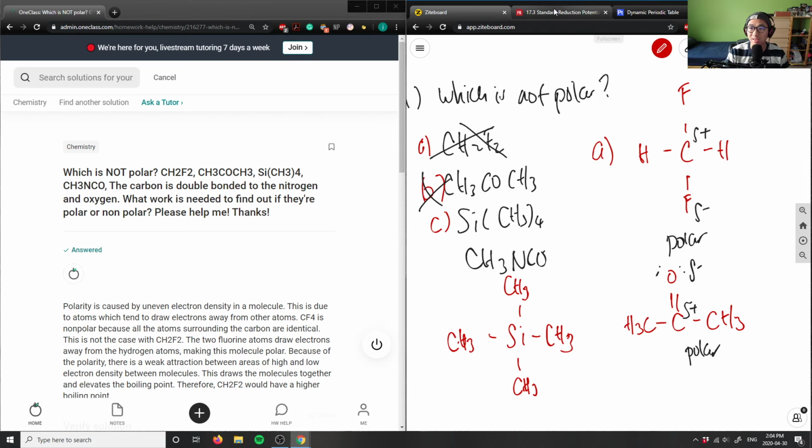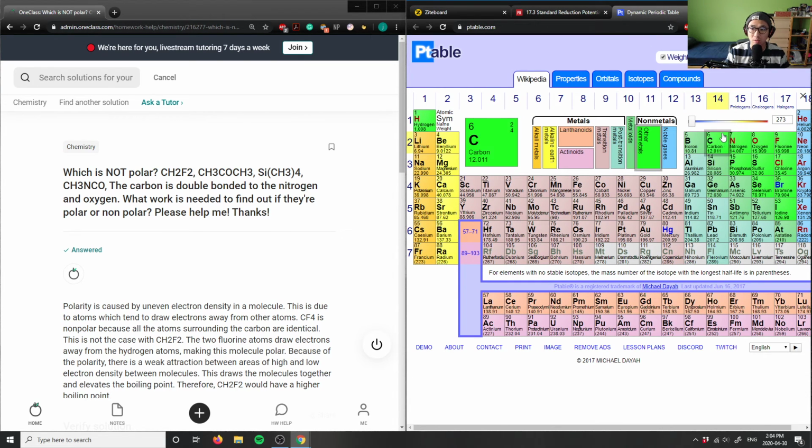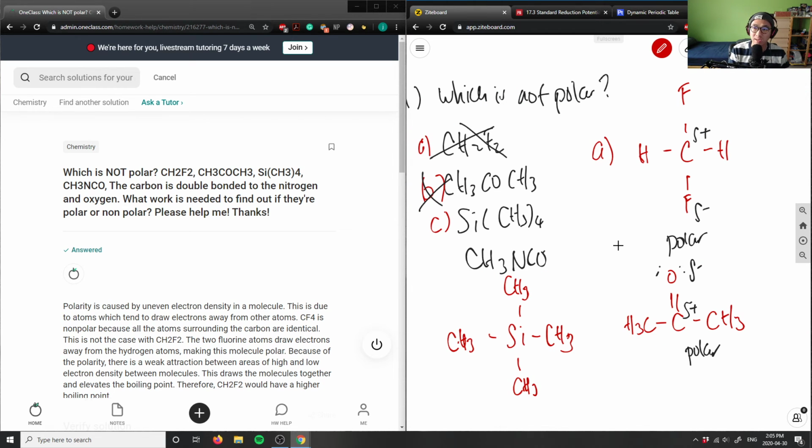If you look at the electronegativity between silicon and carbon, there's barely anything, because again, they're in the same group here. So in this case, this guy here is nonpolar. So this here is my non-polar structure because everything is saturated. Carbon's bonded to four things here. Silicon's also bonded to four things, which means there's no room for a dipole here. And the difference in electronegativity is very, very small here. So in this case, silicon here will be my correct answer.